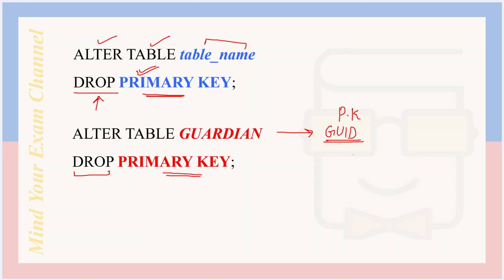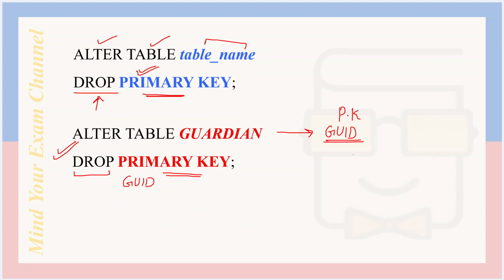See, the same command can be written as the previous command also, where you write drop followed by GUID. But in case you just want to drop the primary key and you do not remember the name of the primary key of a particular table, SQL provides you with this particular functionality.